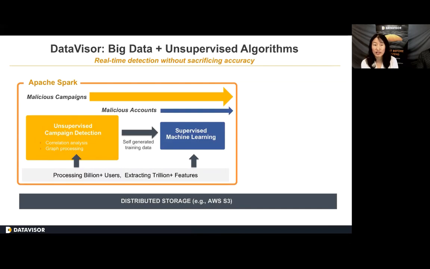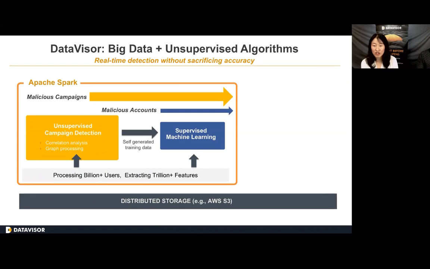In addition, it can also be used as labels for supervised machine learning techniques to identify sporadic bad users that do not tightly fit into the malicious campaigns. Both these modules actually run on top of Apache Spark, on a distributed processing infrastructure that can process hundreds of millions of users and trillions of features.